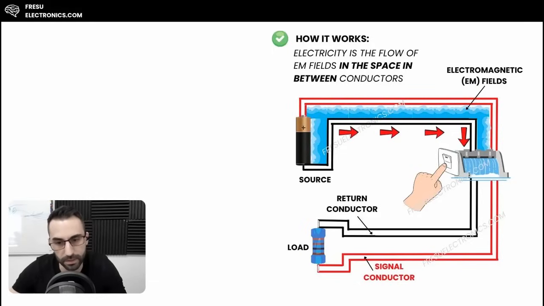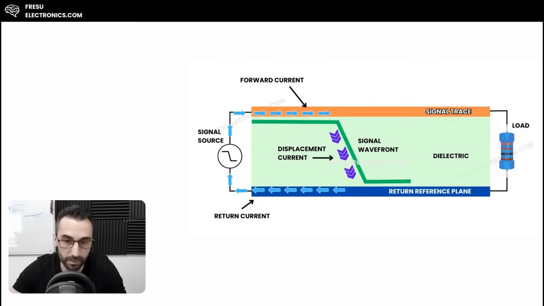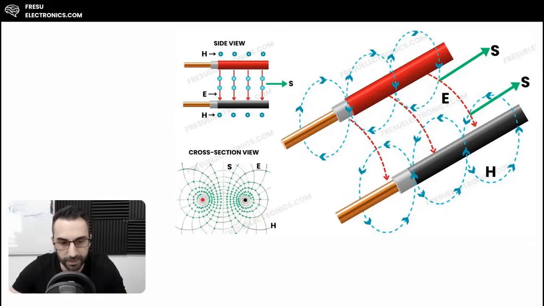And the circuit here is still closed, because we have the signal forward current on the signal conductor and the return current on the return and reference conductor. So these will still be a loop because of the way the current will be established on the surface levels of the conductor.